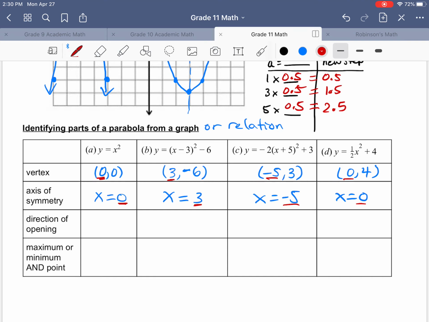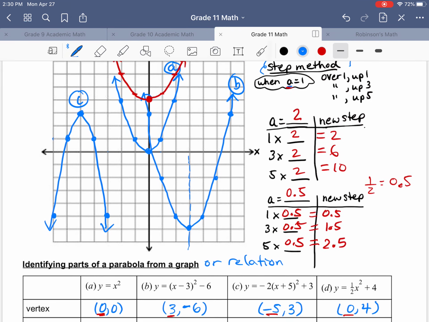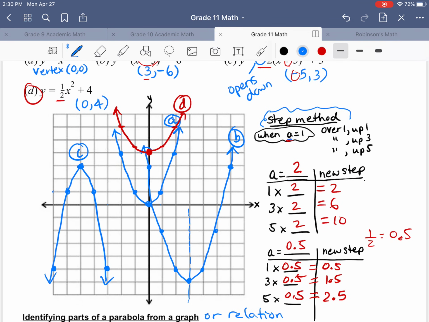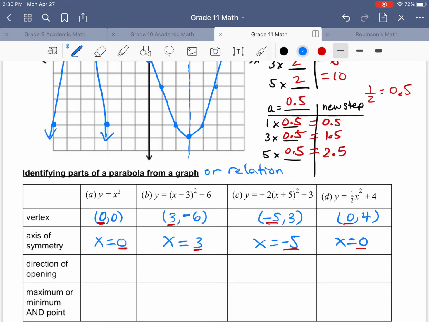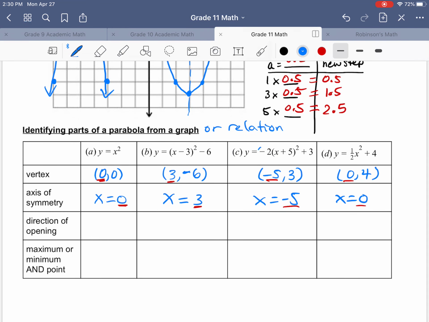So direction of opening, this is whether it's opening up or downwards, and that's fairly self-evident from all of the parabolas. If we look back up here, we only have C that is opening downwards, and for C we have that negative sign right out there in front, and that tells us it opens downwards. So you can write upwards or downwards, or just up and down.